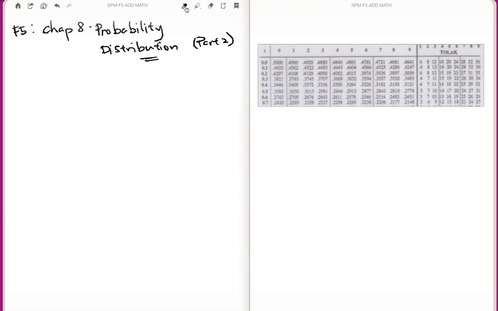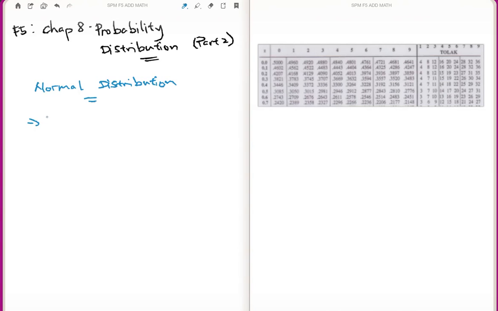In part 1 of my video, I've explained the random variable x, and here we will solely focus on normal distribution. Now, what is normal distribution? Let me give you an example.